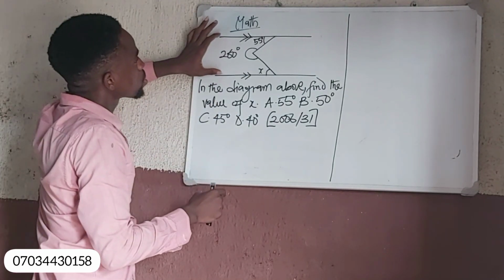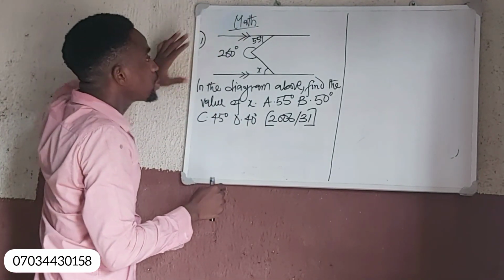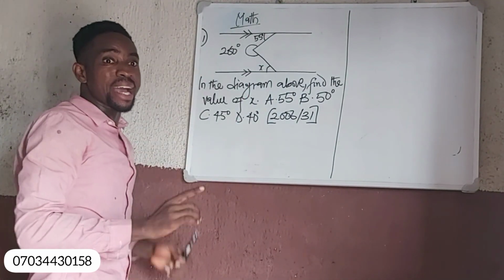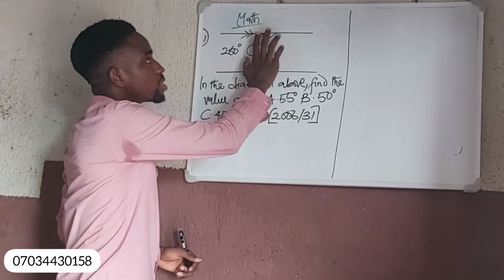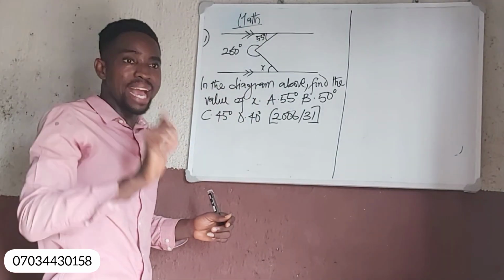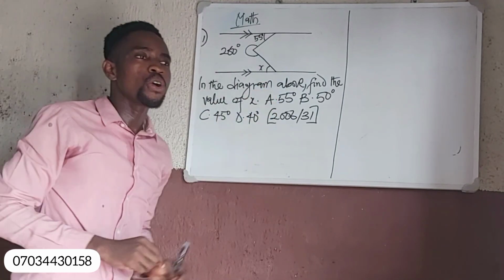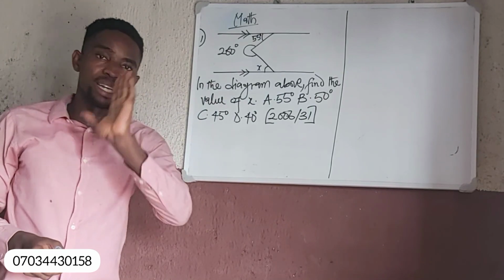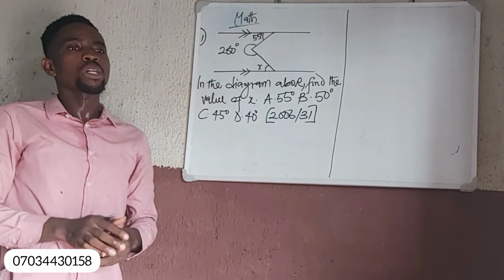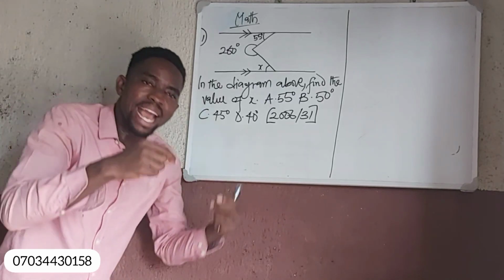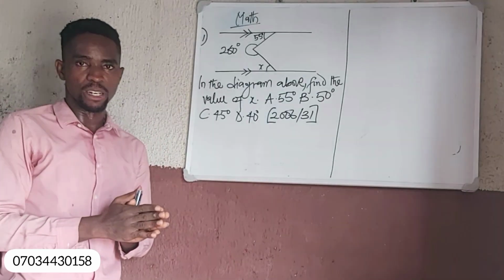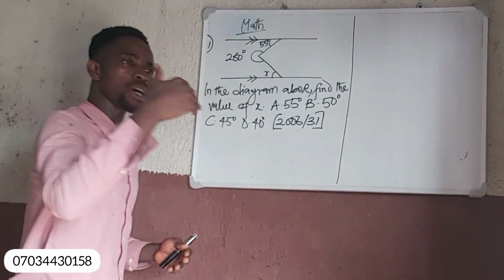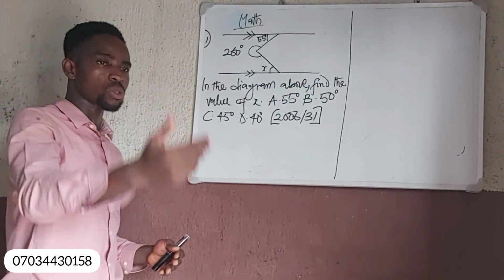We have parallel lines, but these parallel lines are not connected by a single straight line. That's the issue here. There is no transversal. So once we see parallel lines that are not connected by a single straight line, what we will do is find a way to connect them using a transversal, so that we'll be able to see the alternate angles, the corresponding angles, and so on and so forth.